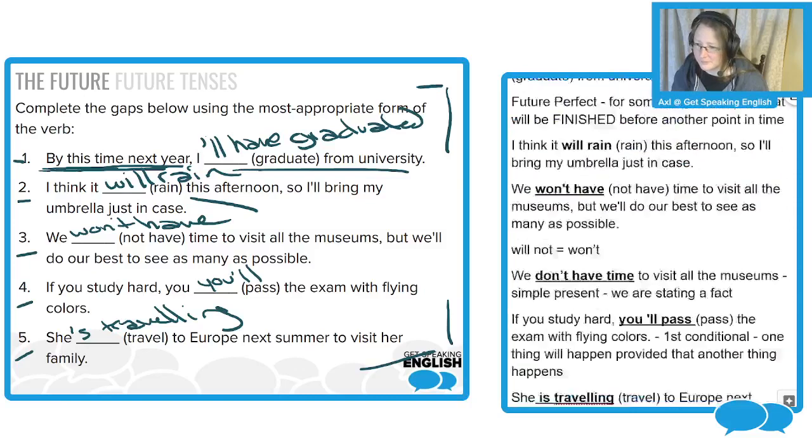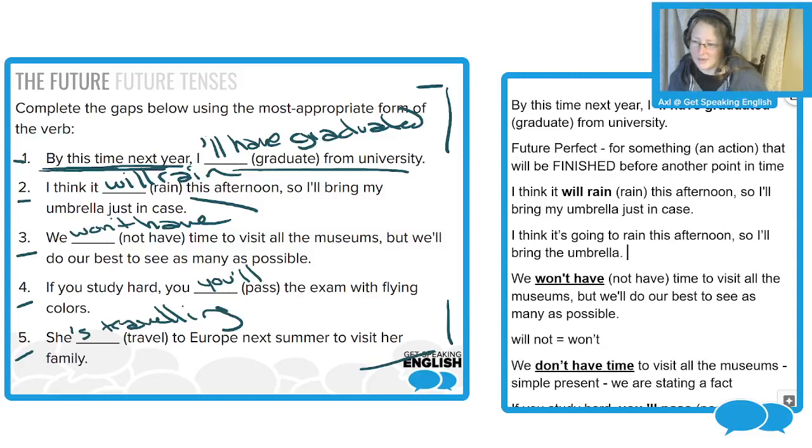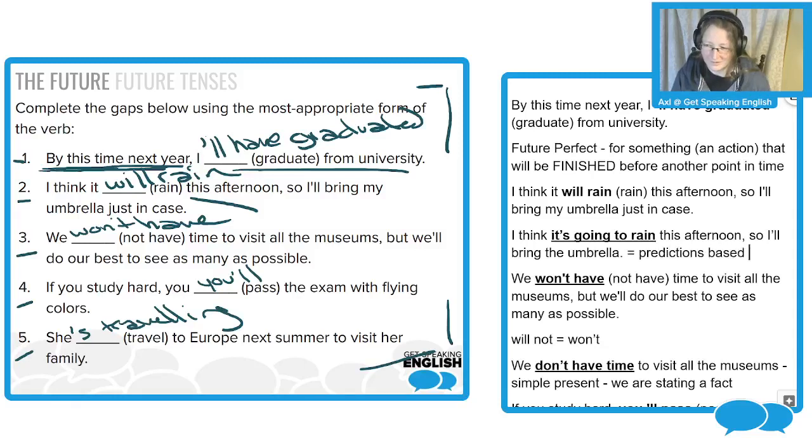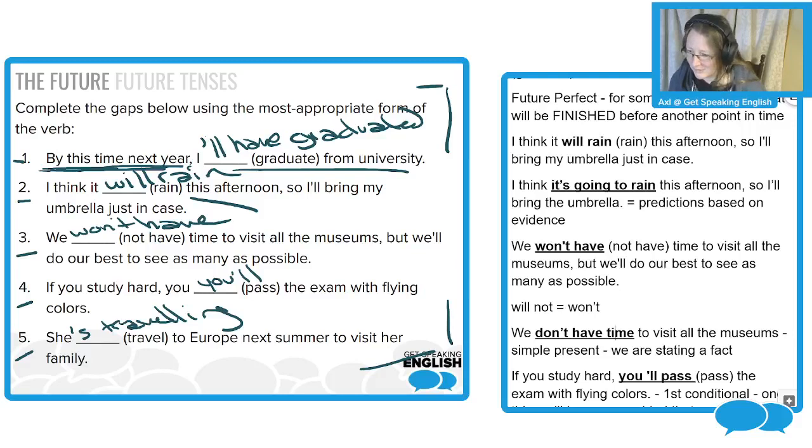So for example, I think it's going to rain this afternoon, so I'll bring the umbrella. Typically here we'll use this form more to talk about predictions based on evidence. So for example, it might be really common to be like, oh, I see some dark clouds in the distance. It's going to rain. So I see the clouds, I have a pretty good idea that it's going to rain, so I would use that form there. We could also potentially use it here as well. So maybe I'll just put a little check mark here.